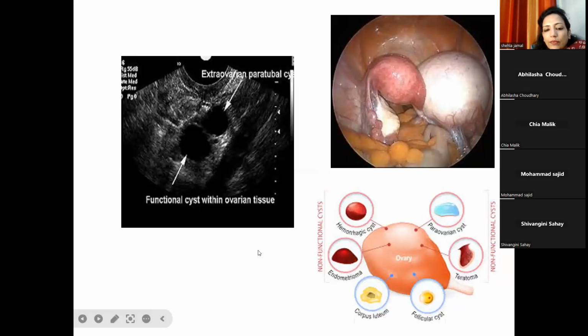So here I wanted to discuss one important point also. We have usually seen a common practice of prescription of oral contraceptive pills as a treatment for functional ovarian cyst, especially corpus luteum cyst and functional ovarian cyst. So do these OCPs, oral contraceptive pills, have any role in treating or resolving these functional cysts?